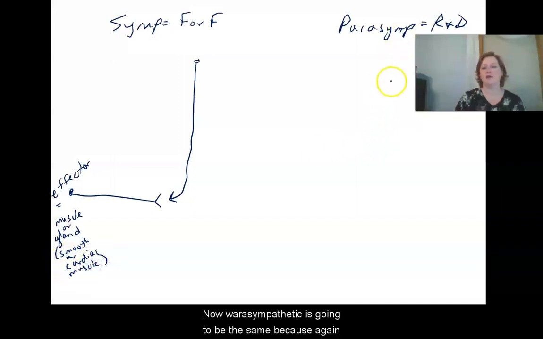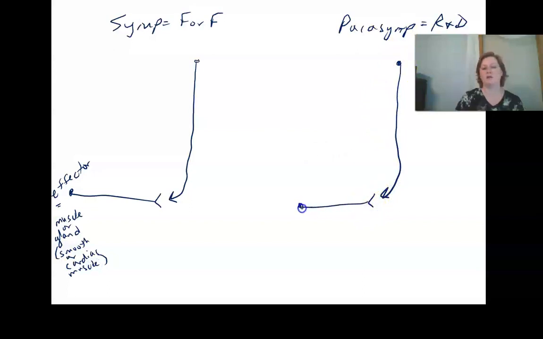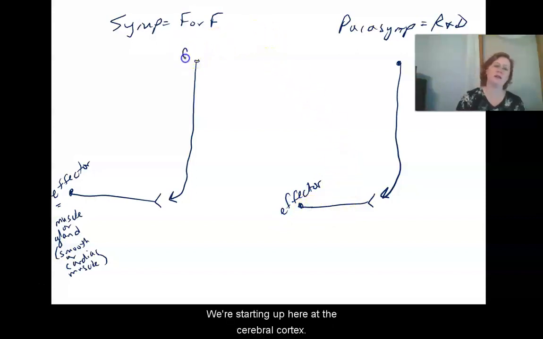Okay. Now, parasympathetic is going to be the same because, again, it's descending or motor, so we only have 2 neurons, and we're going to end at the effectors. And again, these are going to be smooth muscle, cardiac muscle, or glands. We're starting up here at the cerebral cortex.